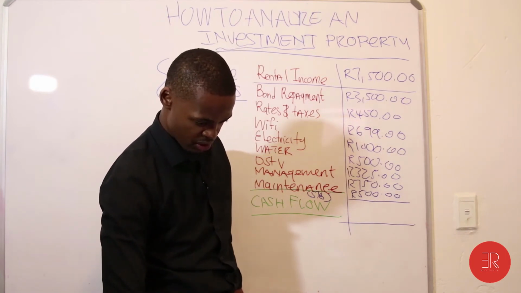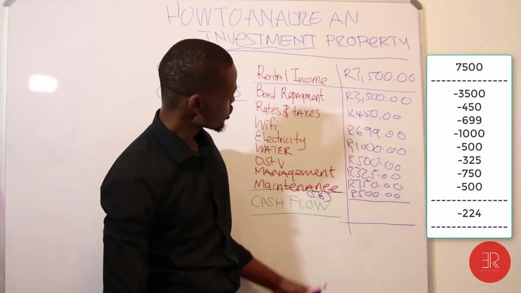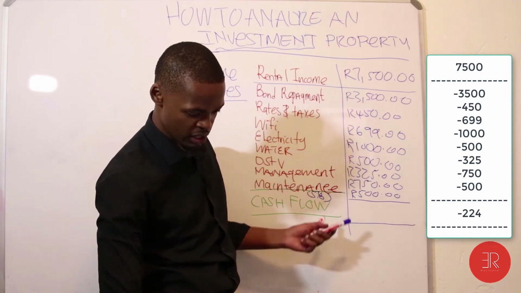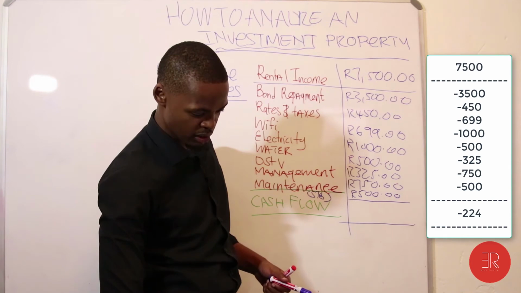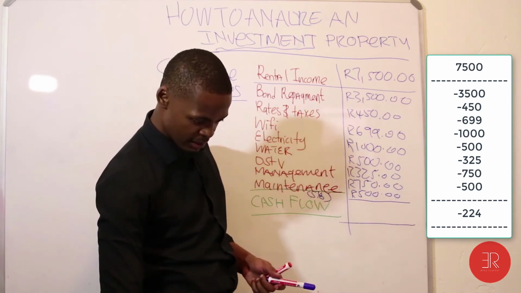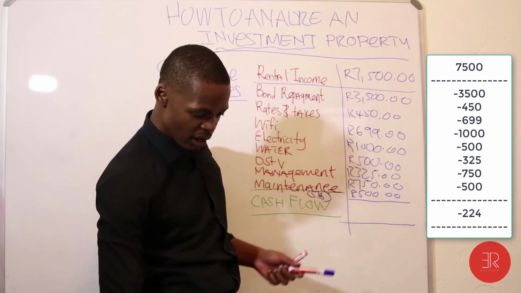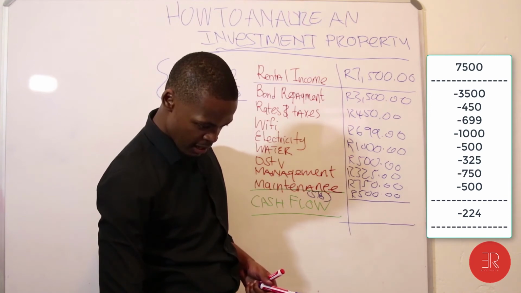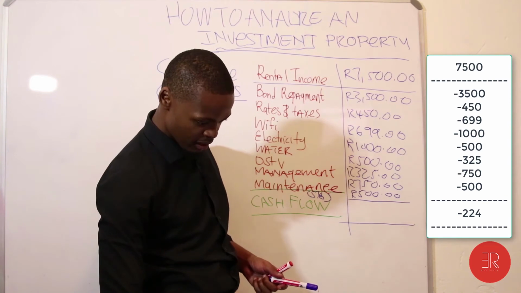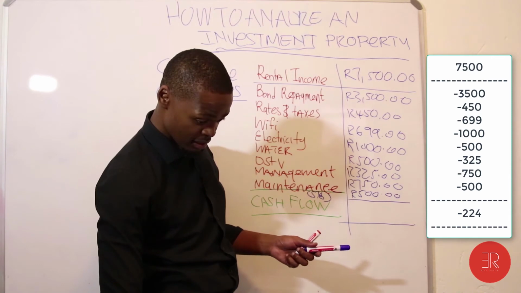So let's get started quickly. Alright, so now you have 7.5, which is your rental income that's coming in. Your tenant is giving you 7.5, you take out 3.5, and then you take out 450 for the rate. Then you minus 699 for the Wi-Fi, then minus 1,000, minus 1,000, and then minus 500, minus 500.